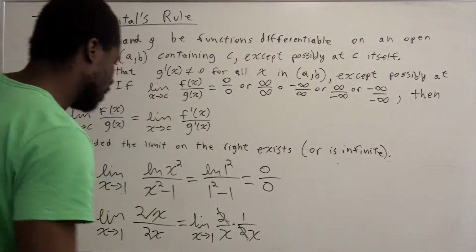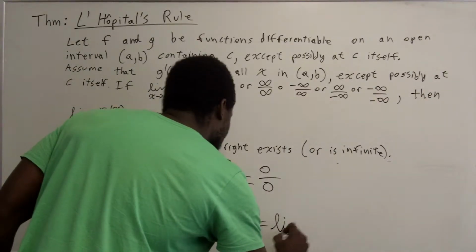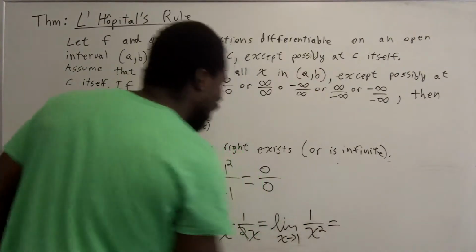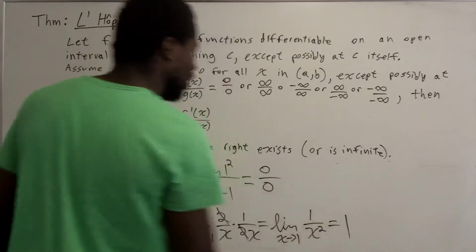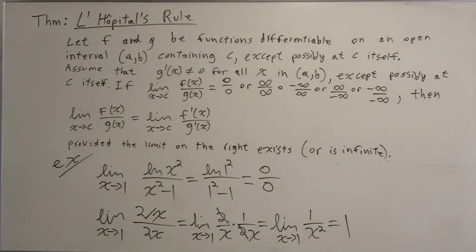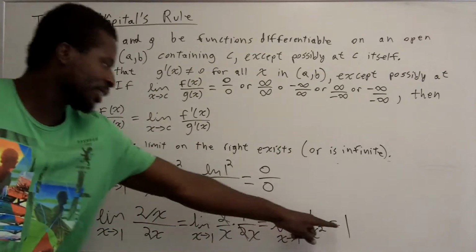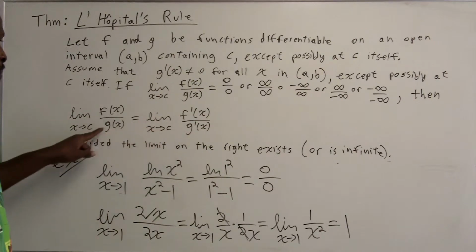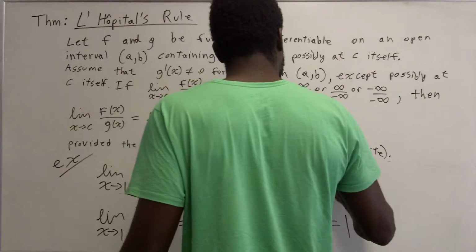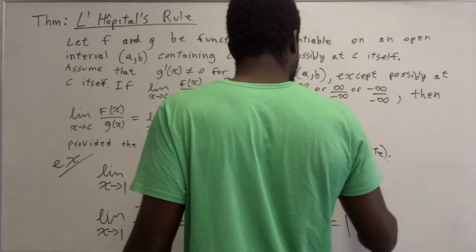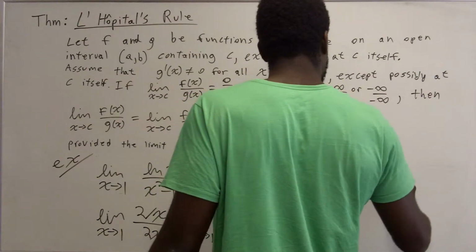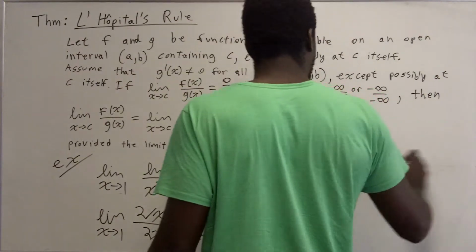In this case, this is equal to the limit as x approaches 1 of 1 over x squared. And that limit is equal to 1. Now, since this limit down here exists, the limit of f prime over g prime, that means it's actually equal to the limit of f over g. So I can say the limit as x approaches 1 of the natural log of x squared over x squared minus 1 is equal to 1 by L'Hopital's rule.